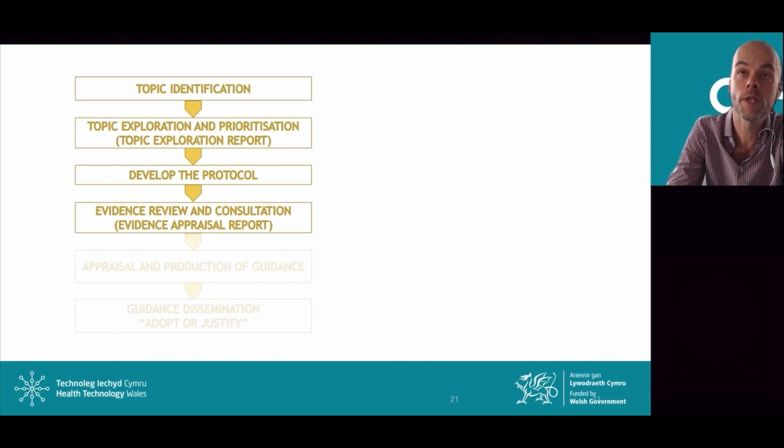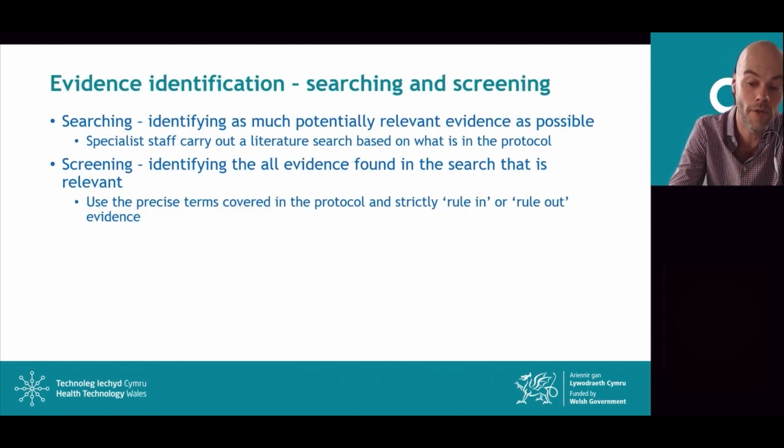So we've laid all this out, we've decided what we're going to do and how we're going to do our appraisal. We then go on to do our evidence review and produce what we call our evidence appraisal report. So to do this, we need a process of identifying all the relevant evidence. This is done in two stages, really. First, we need to search for all that evidence and identify as much of it as possible. And so that involves specialist staff carrying out a literature search.